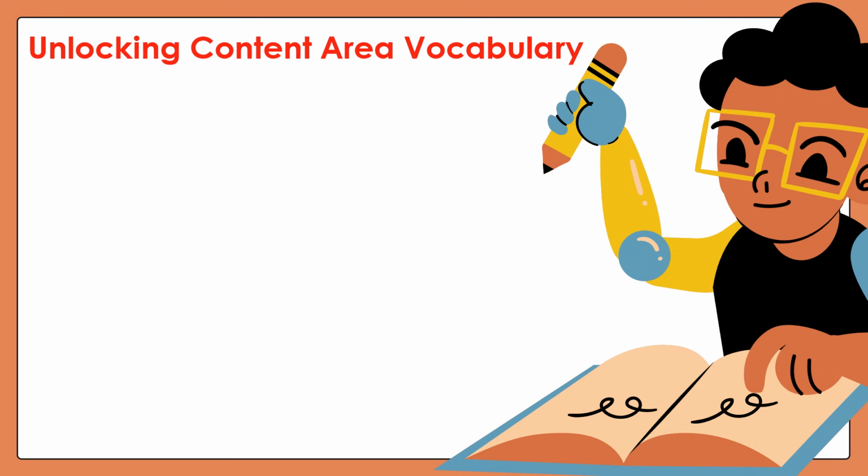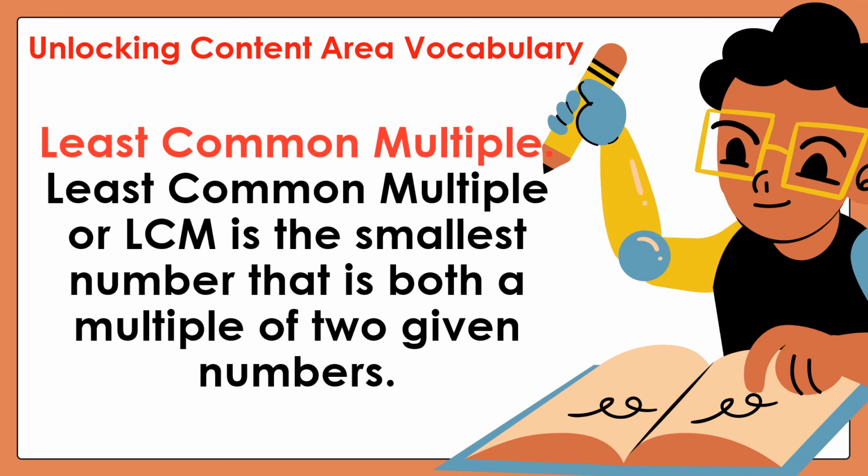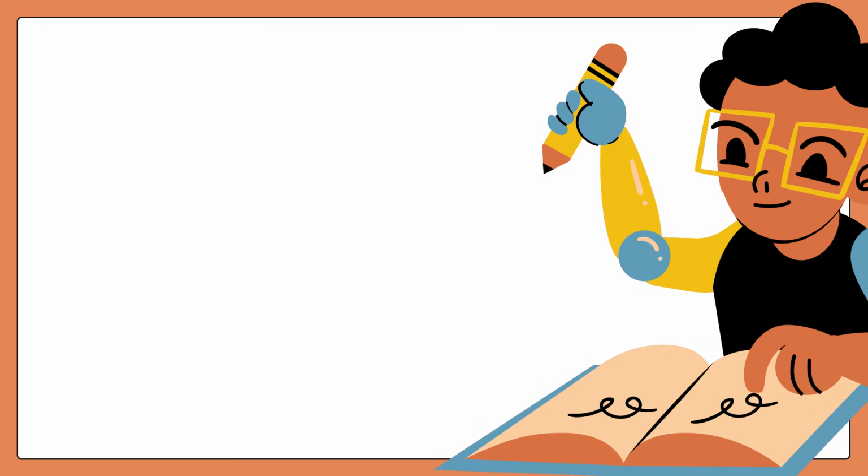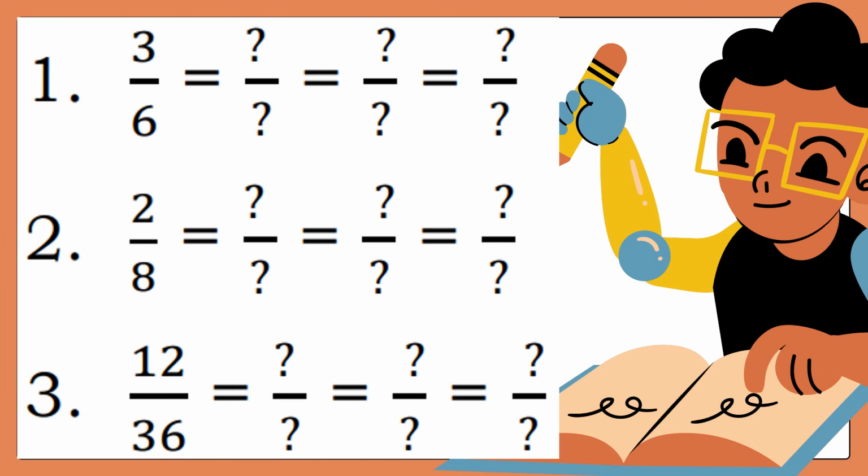Unlocking content area vocabulary. Least common multiple, or LCM, is the smallest number that is a multiple of both given numbers. Here's example. Number 1, 3/6. Number 2, 2/8. Number 3, 12/36. Answer this in your notebook.